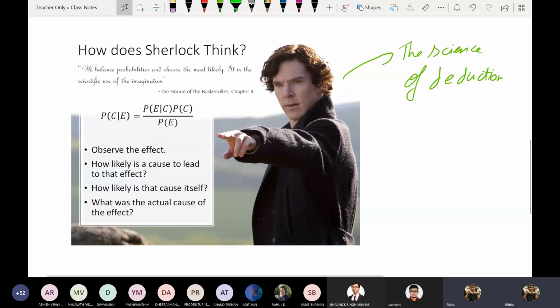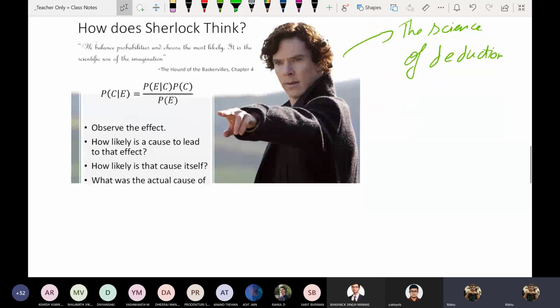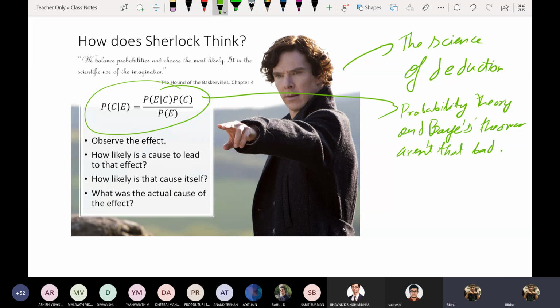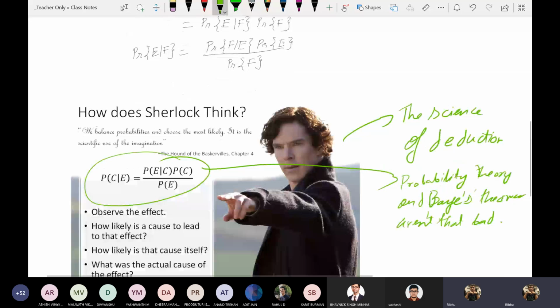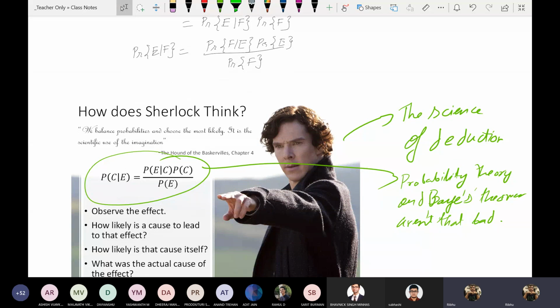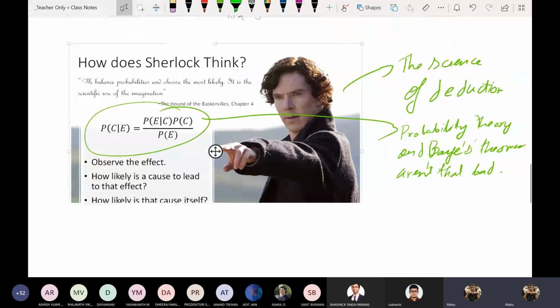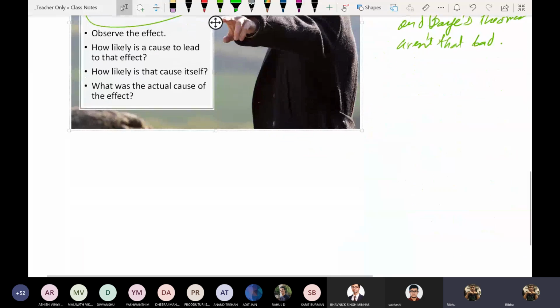My point is that probability theory and Bayes' theorem aren't that bad. You just need to be able to identify what are the causes and the effects. So anyway, we'll use a lot of Bayes' theorem in the digital communications course. Hopefully I get to teach that.